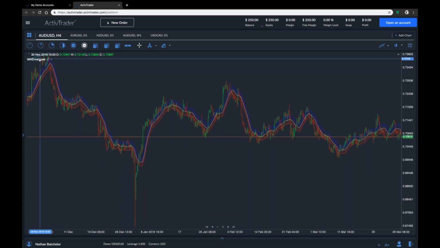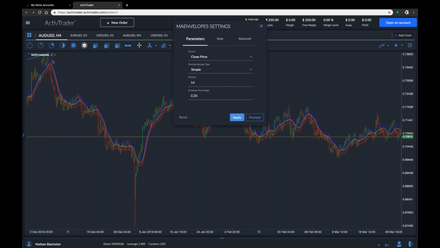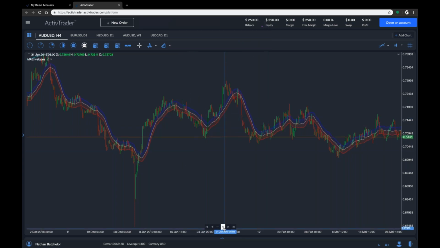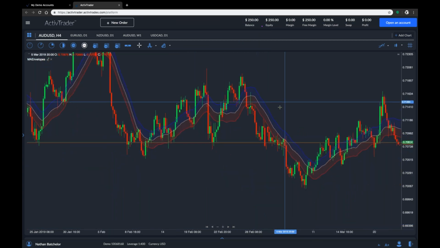So if I get rid of the simple moving average there and open this, set to the close prices, you can change from simple to any other moving average that you can think of. We'll keep it on simple. A common simple moving average would be, say, the 20-day moving average, and you can see here that our bands upper and lower are equidistant from the central moving average.